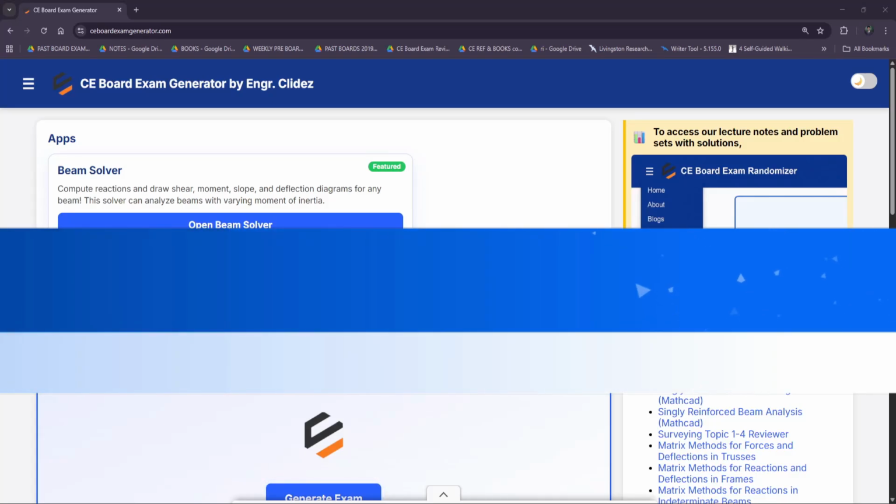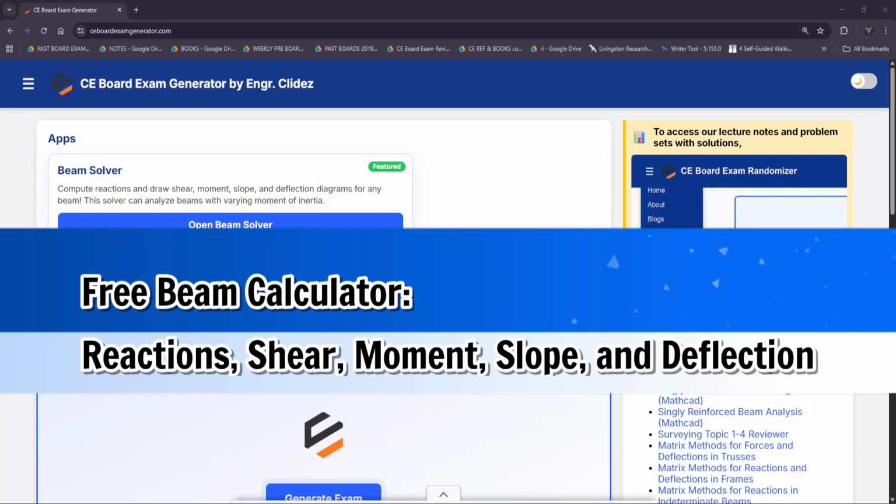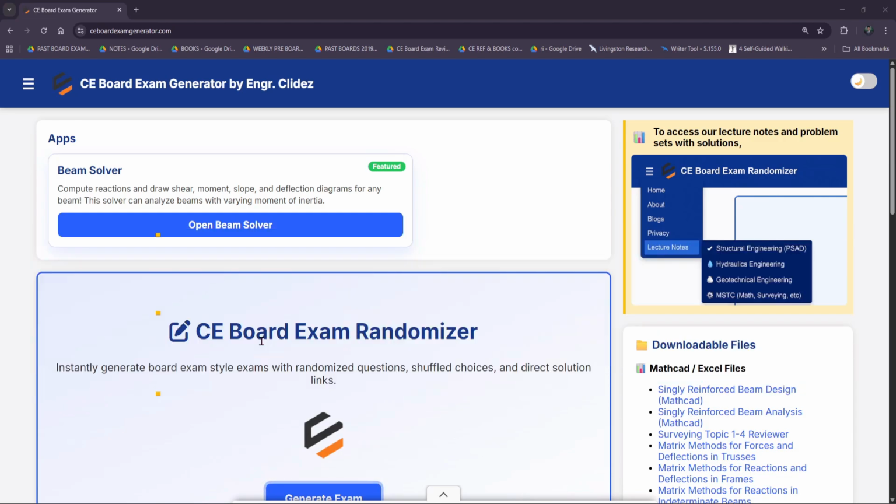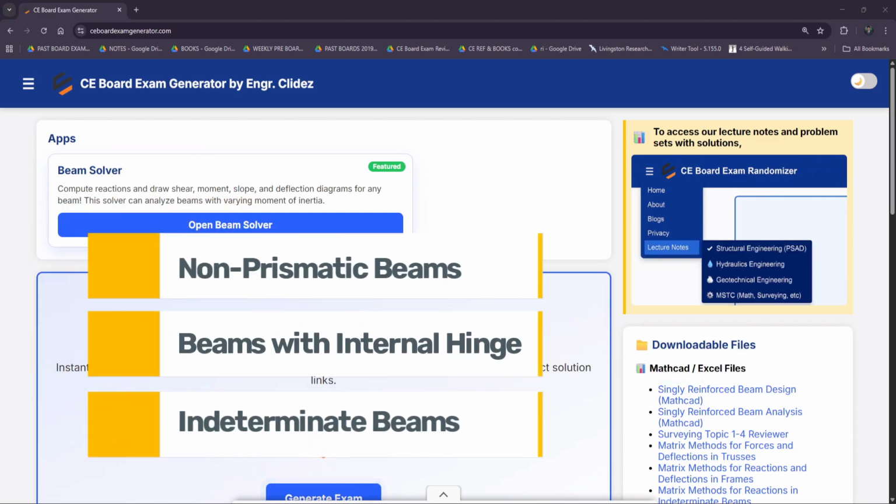Good day, engineers. I am proud to share this beam calculator web app I made that can solve the reactions, shear, moment, slope, and deflection value of any beam and automatically locate the point of maximum deflection. This can solve multiple non-prismatic spans, and you may add internal hinges at any joint.